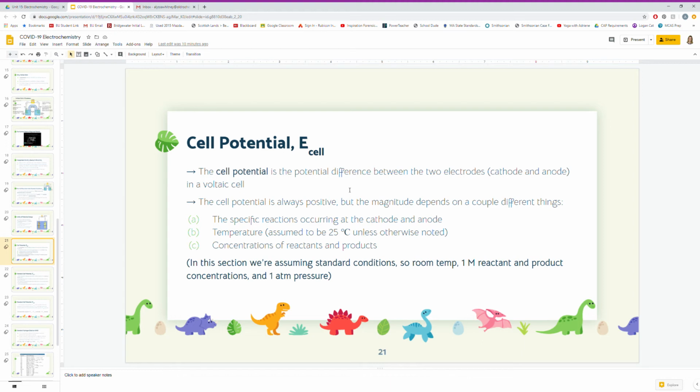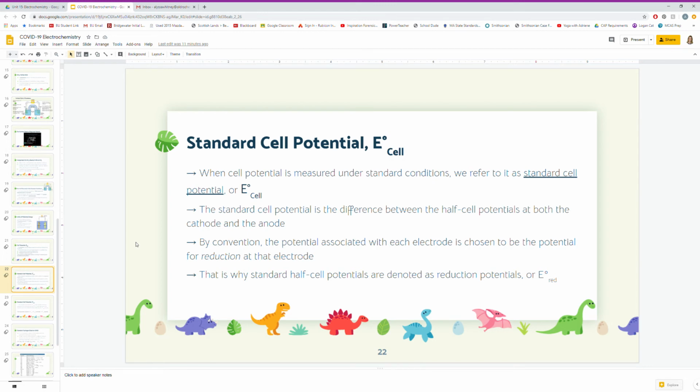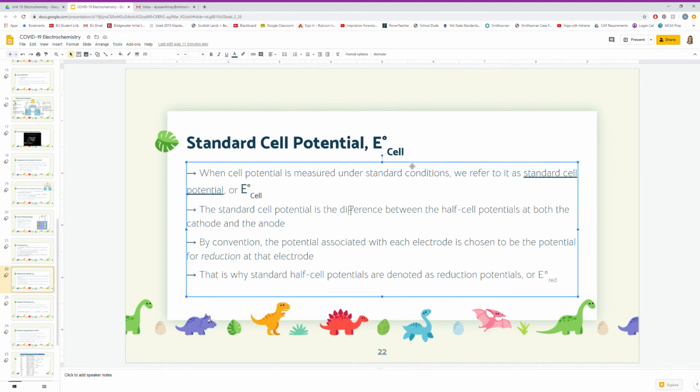The specific reactions that are occurring at the cathode and the anode, as always, temperature. We're going to assume that we're working with 25 degrees Celsius or room temperature unless otherwise noted, and then the concentrations of the reactants and products. For us, we're just going to be assuming that everything is at standard conditions, so we're working with 25 degrees Celsius room temperature, 1 molar reactant and product concentrations, and a single atmosphere of pressure when we're doing these problems. So when we're doing these problems at standard conditions, we now call the cell potential the standard cell potential, and E cell becomes E naught cell, and this naught just means that we're at standard conditions.